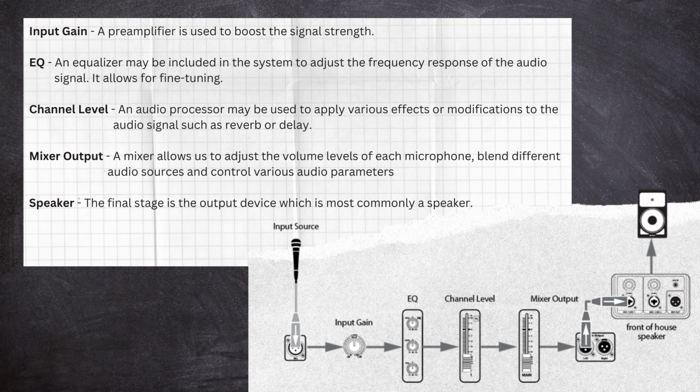And then we move to a mixer output. A mixer allows us to adjust the volume levels of each microphone, blend different audio sources, and control various audio parameters to produce better quality audio. The final stage is the output device, which is most commonly a speaker. This is the same system that is used in all our computers.